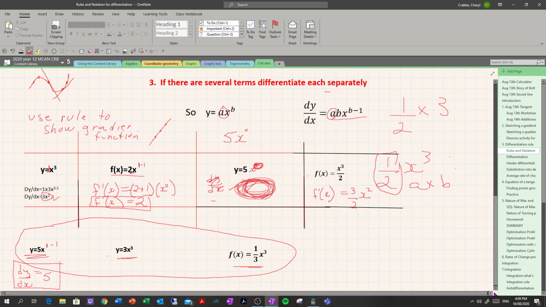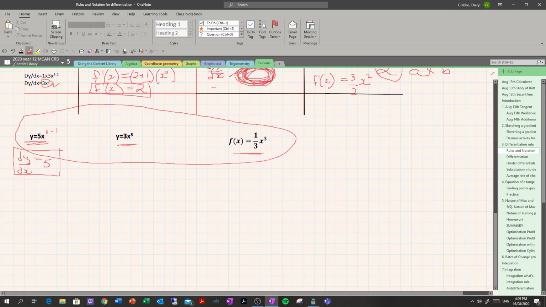3x cubed, again dy over dx is equal to 3 times 3, a times b, which is 9x, 1 less, x squared. There's the derivative. And this one is f prime x is equal to 1/3 times 3, 1/3 a times b, which is just 1 x with 1 less, x squared. That's it.